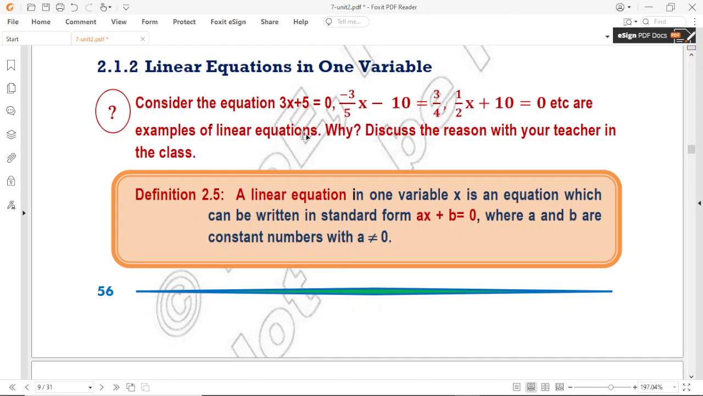Examples of linear equation. Why in this case? The reason is, your teacher in the class will explain why they are linear equations. ሊነር equation የሚያስብላቸው ምክንያት x to the power of 1 ስለሆነ ነው። ከአንድ በላይ ቢሆን ሁለት ቢሆን ወይም ኔጌቲቭ ቢሆን ሌላም ቁጥር ቢሆን linear አይሆንም። ግን the power 1 ሲሆን እና variable ሲኖረው we can say this is a linear equation.